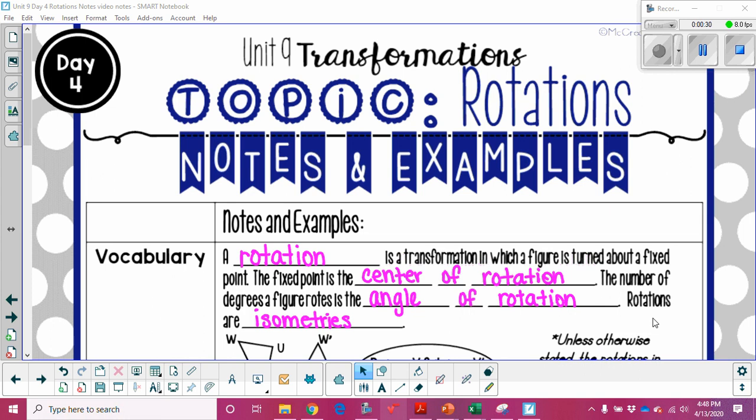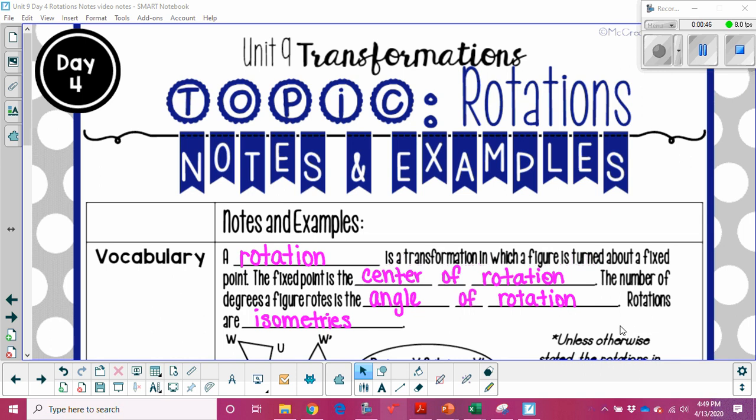Rotations are isometries. Now remember, isometries preserve distance, so the side lengths are still the same, and it also preserves angle measures so that the angle measures are still the same. So the image and the pre-image are going to be the same size figure.